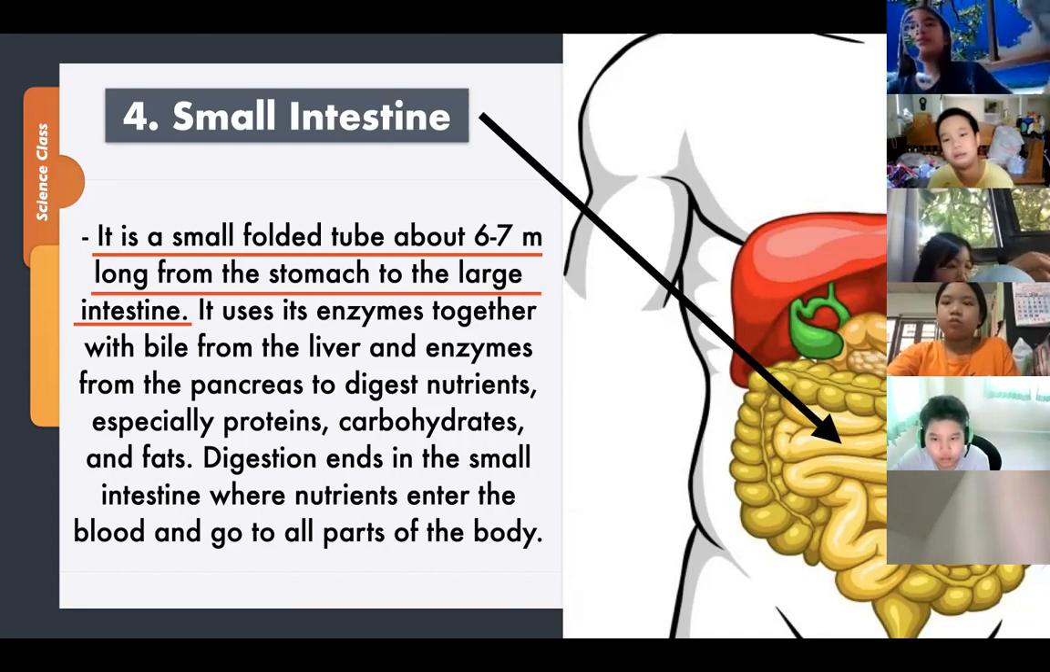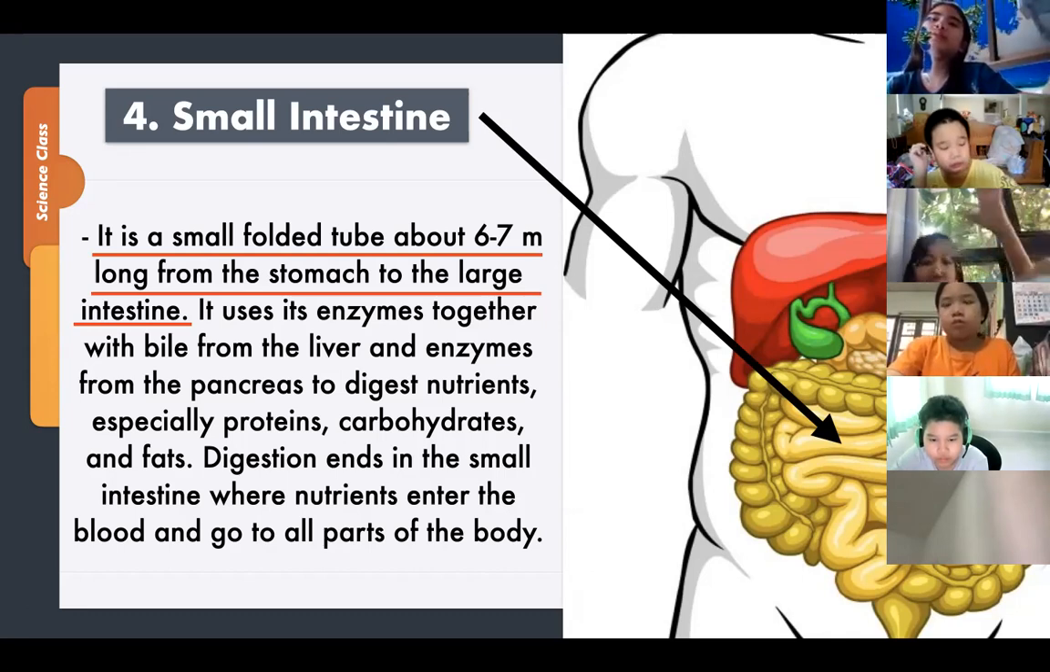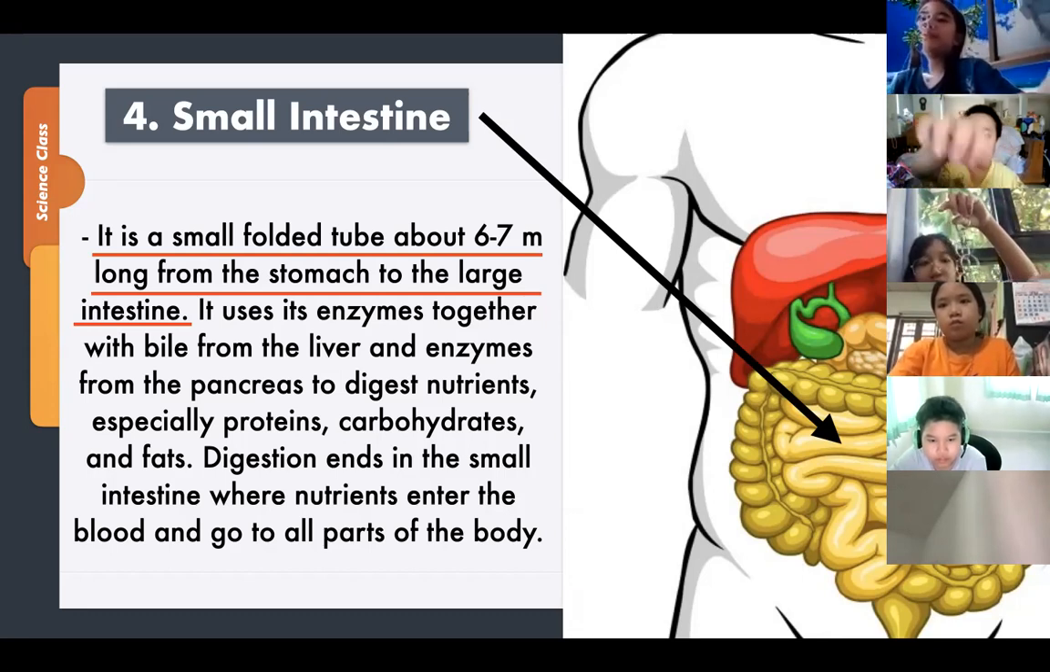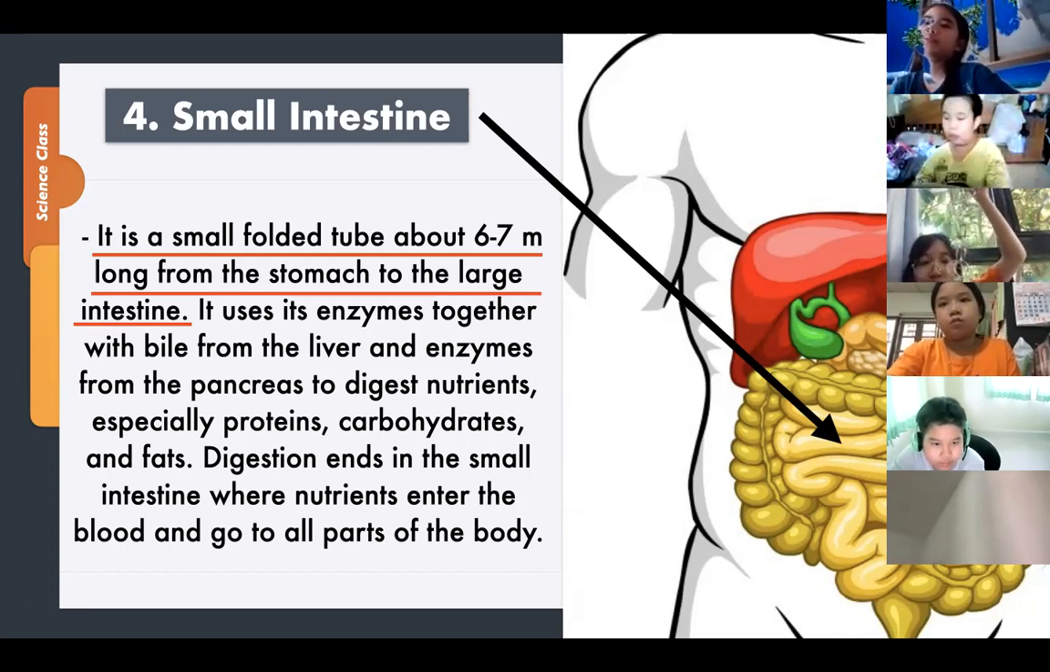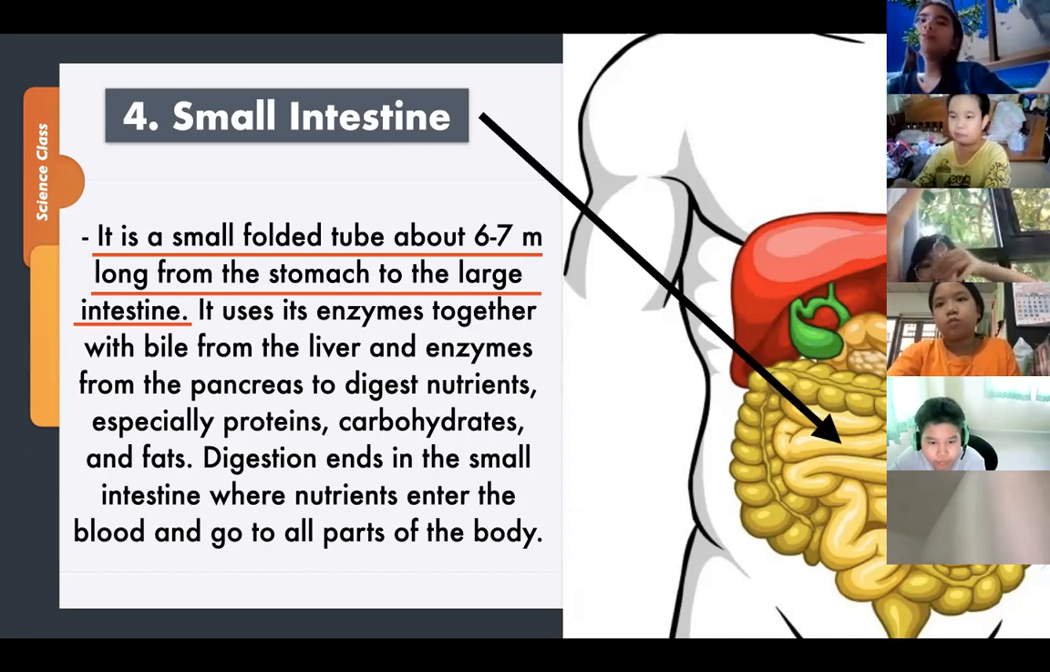Digestion ends in the small intestine, where nutrients enter the blood and go to all parts of the body. So the digestion part ends in the small intestine, because all the nutrients from the food enter now into our blood for the body to use.